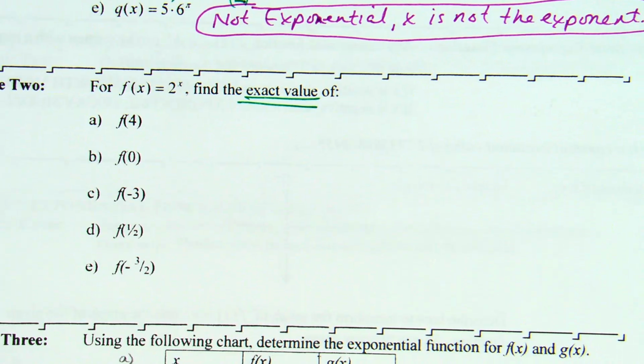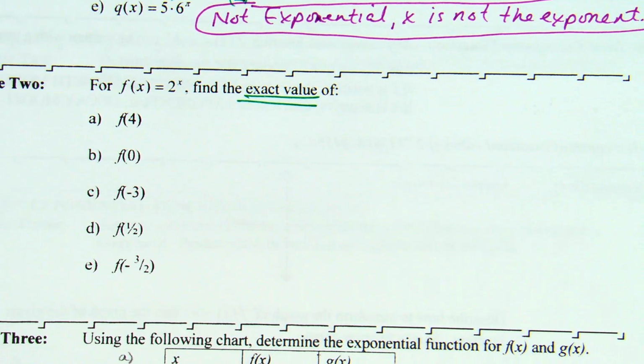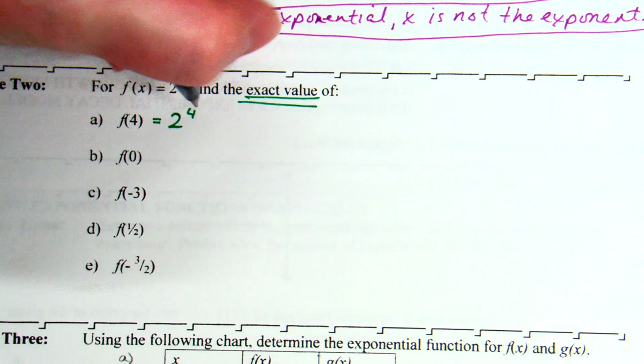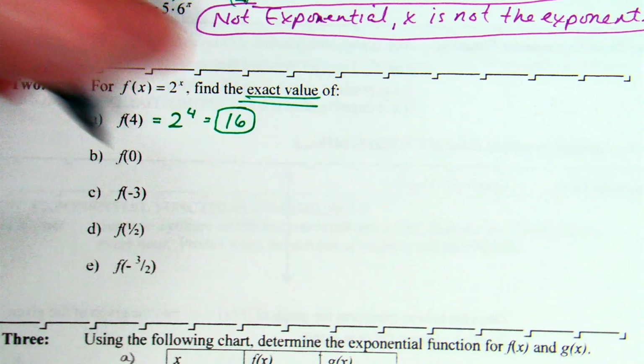Okay, so exact value. Calculators are only somewhat helpful here. A decimal might be exact if it's a decimal that ends, but the irrational numbers are not exact, okay? So we're going to do this section without a calculator. F of 4. Because you did what? 2 to the 4th. And we know 2 to the 4th means 2 times 2, which is 4, times 2, which is 8, times 2, which is 16. Old news, right? We just can't make the silly mistakes.